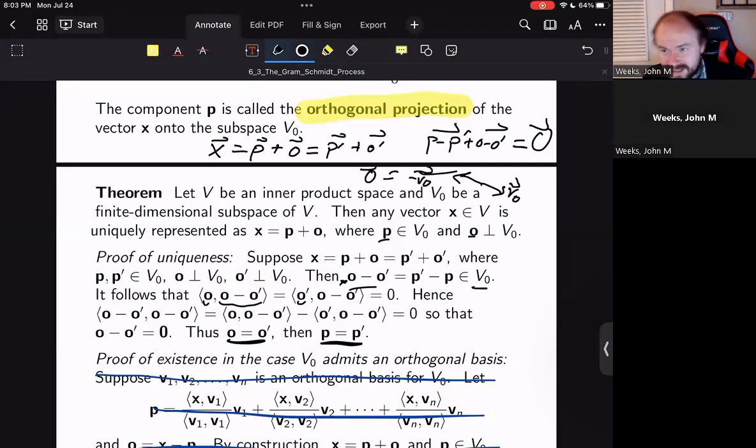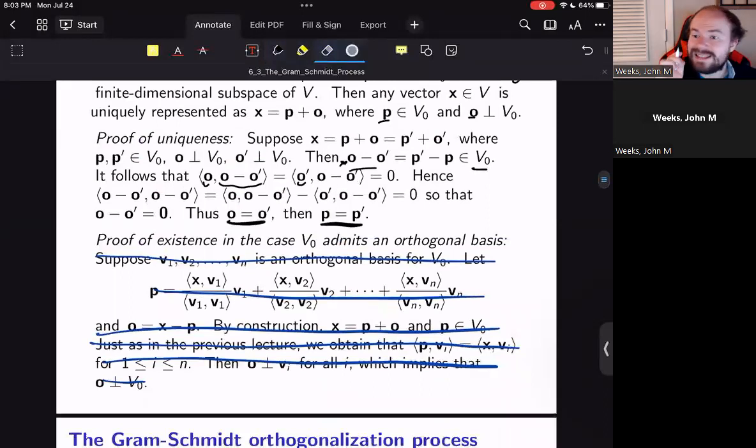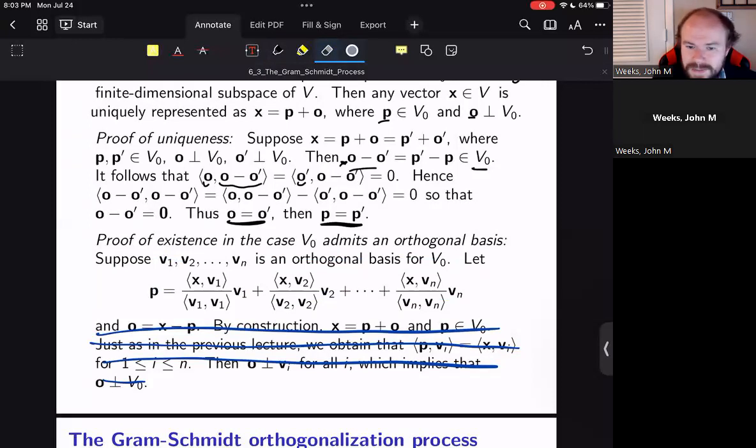It doesn't give us existence. This tells us that there is at most one way to decompose, but we need to show that there exists at least one way as well. That will give us exactly one way of decomposing this. But guess what? We already have one. We have one decomposition for this.